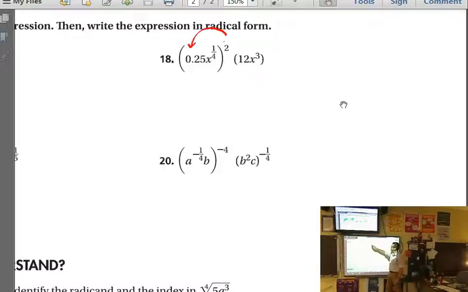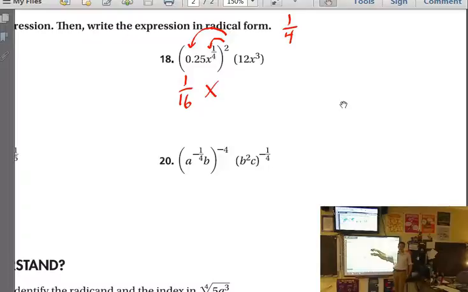We are going to square both of these. They're separate. Even though they're one term, the values are separate. So if I had 0.25, it's really a fourth. What's a fourth squared? What's a fourth times a fourth? No, a 16th. So this becomes a 16th x.